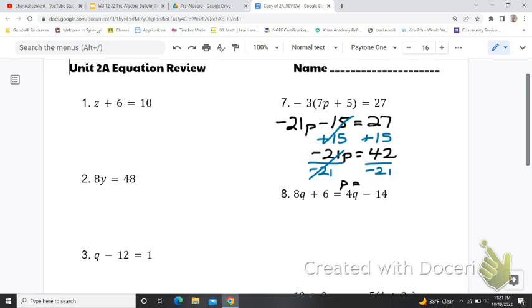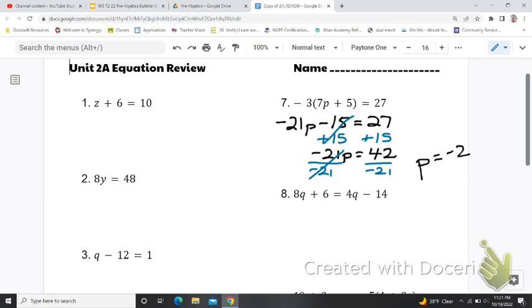Divided by 21 is 2, and the signs are different, so it's negative 2. P is equal to negative 2. I'm going to move that over here a little bit, just so that it's not right on top of our number 8. Alright, number 8.